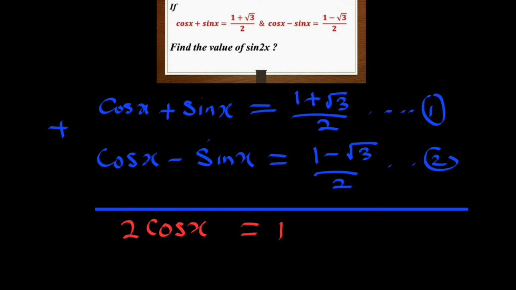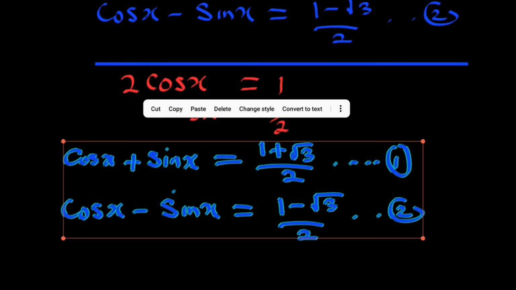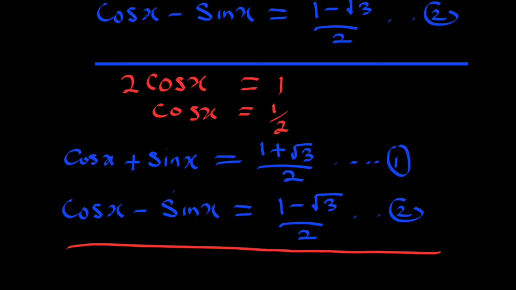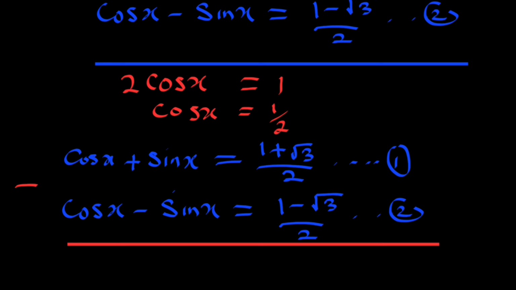Having 2 cos x to the left equal to 1 to the right, we can divide both sides by 2, therefore cos x is now equal to 1 divided by 2. Now let us go ahead and subtract equation 2 from equation 1. Let me copy the equation.